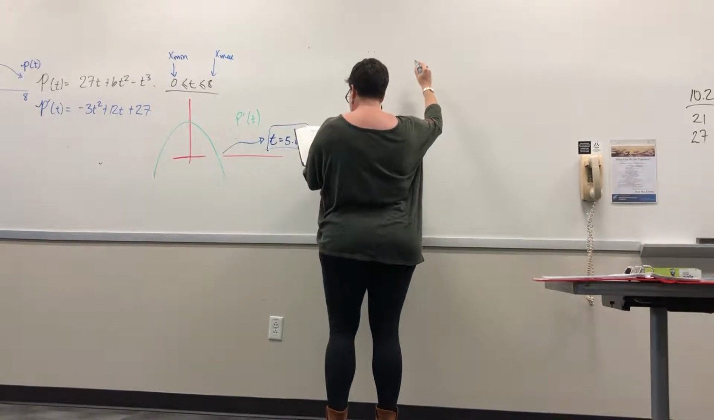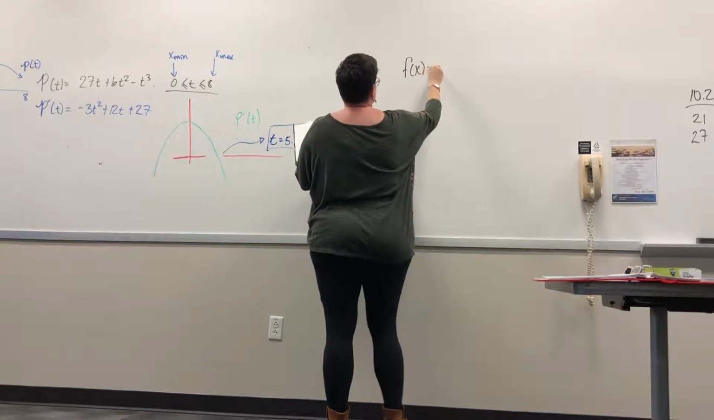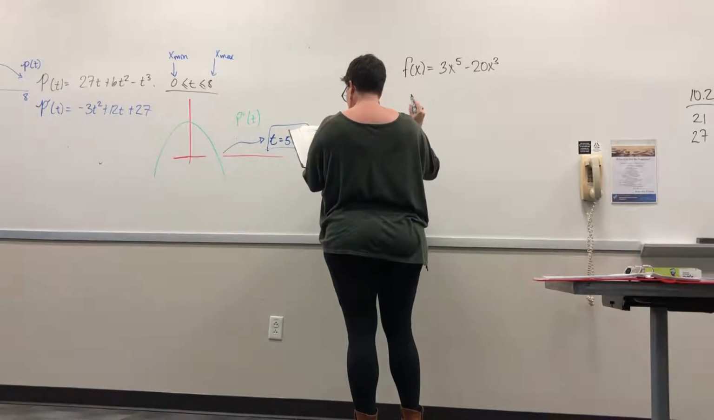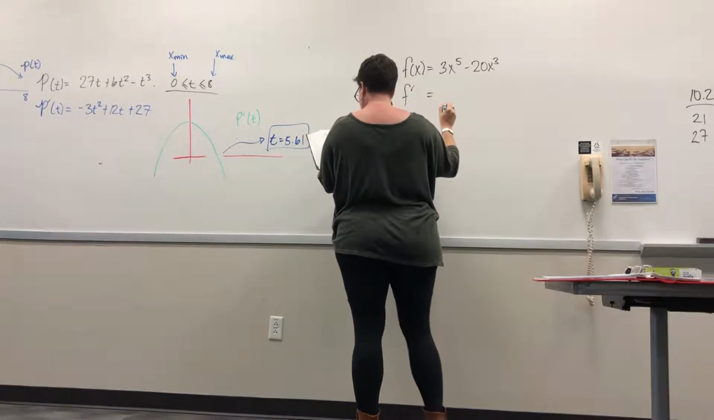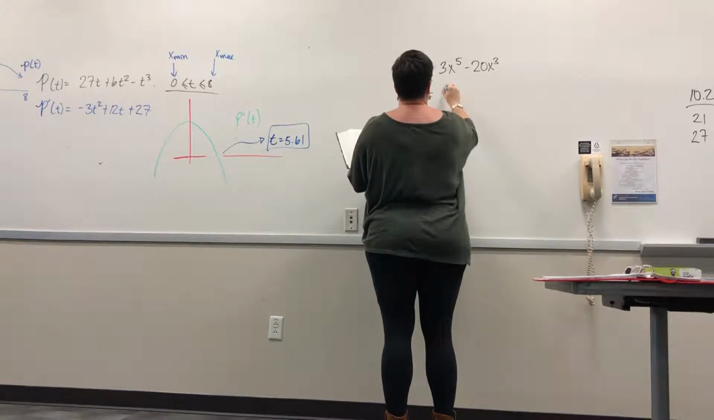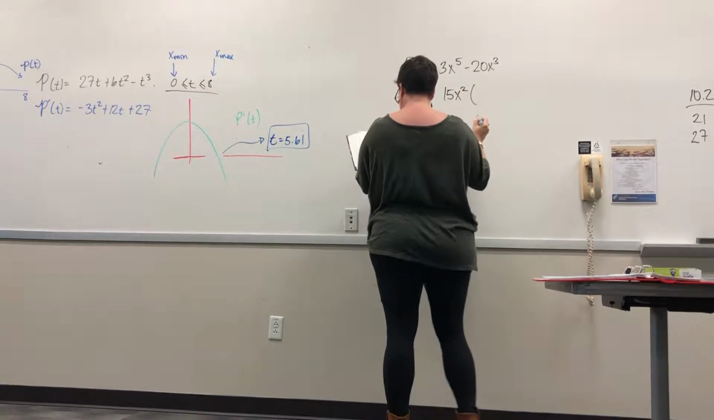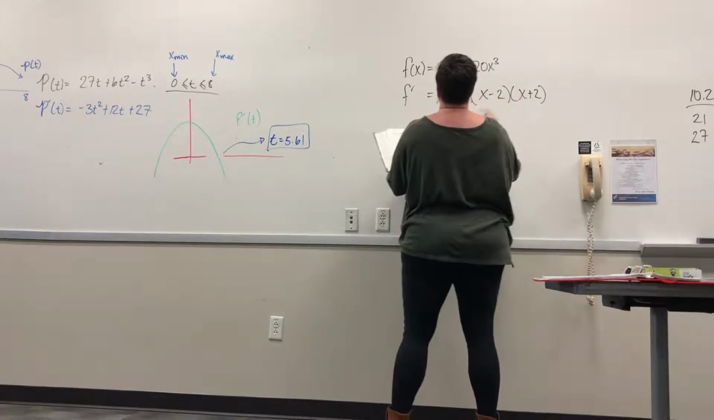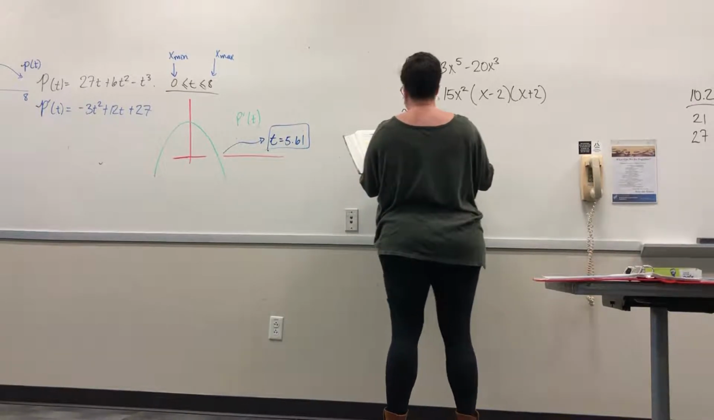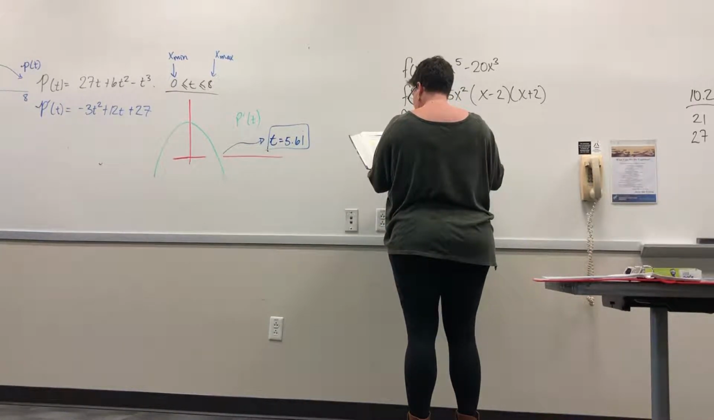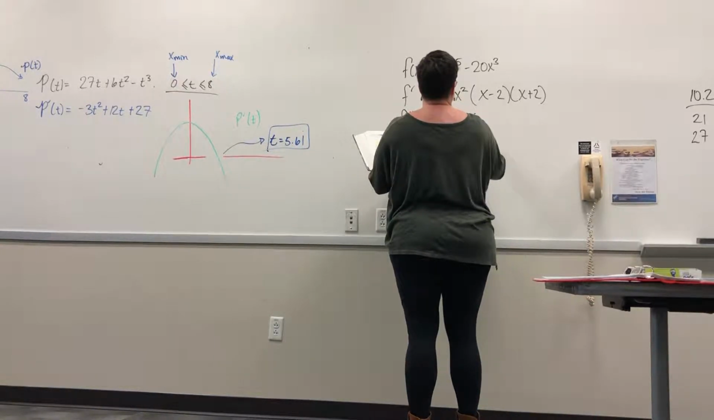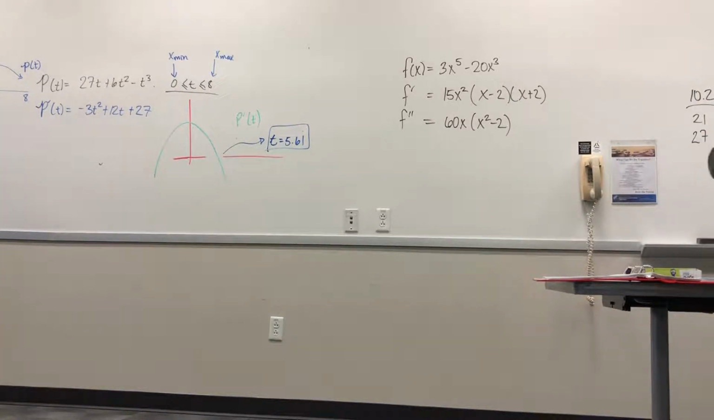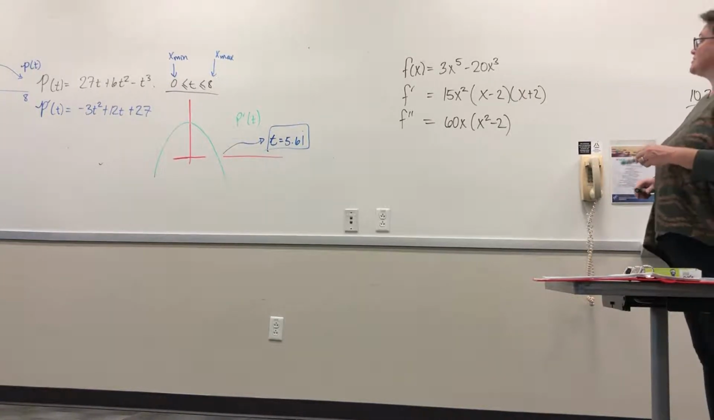So this is 3x to the 5th minus 20x cubed. And then f prime is going to be 15x squared. They have it all factored for you, isn't that pretty? x minus 2, x plus 2. And then f double prime is going to be 60x and x squared minus 2. Isn't that nice?